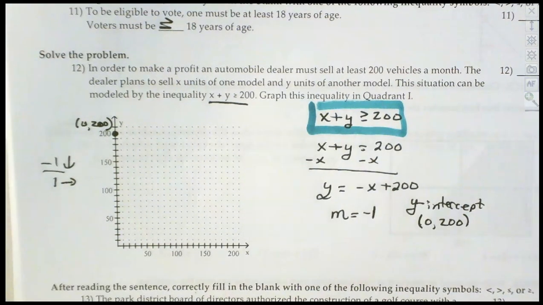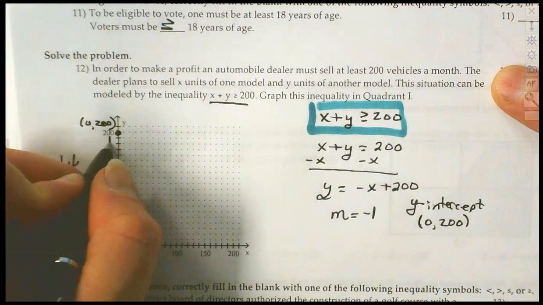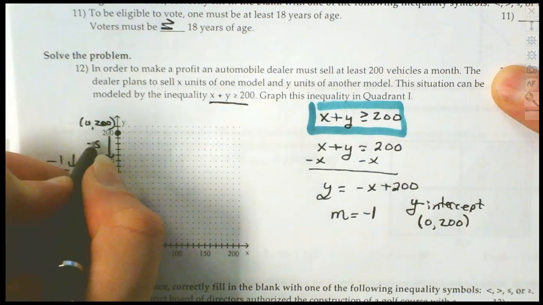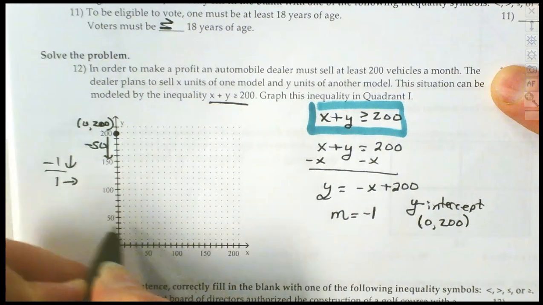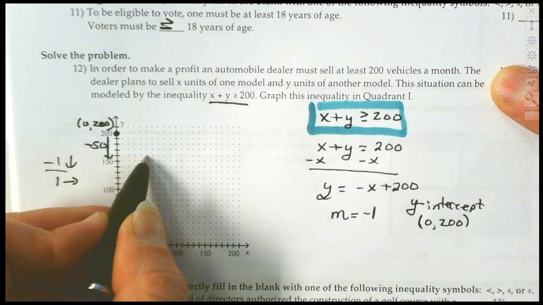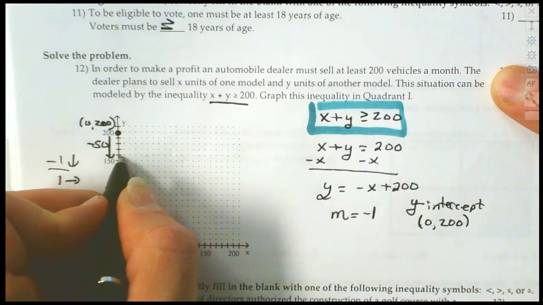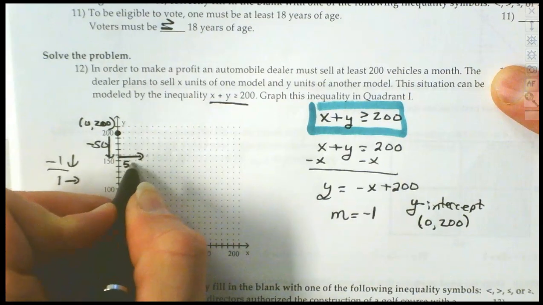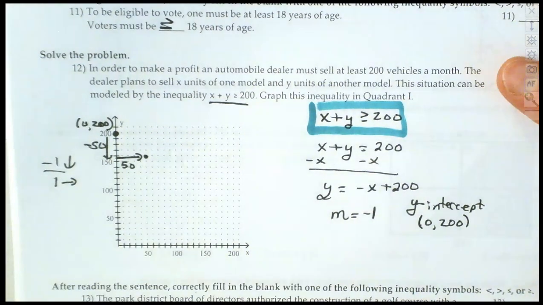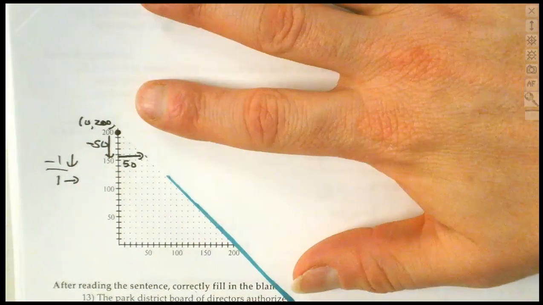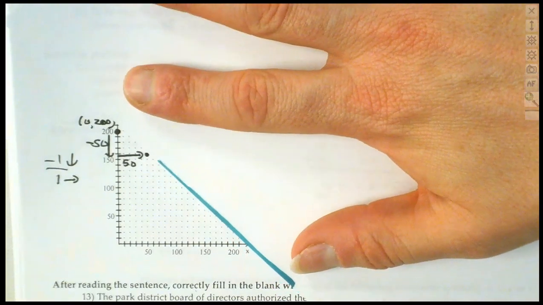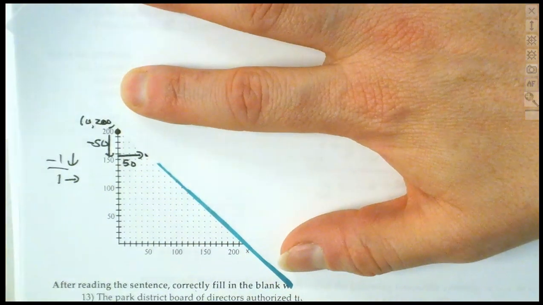So it's negative, so we know we're going to go down. Let's make it easier to see, and let's go down 50 units to 150, and then if we go down 50, we also have to go over 50. Okay, so that looks like it's going to go right about here. That's going to be over 50. We make our dot. And now we can connect them together. And this is going to be our graph.